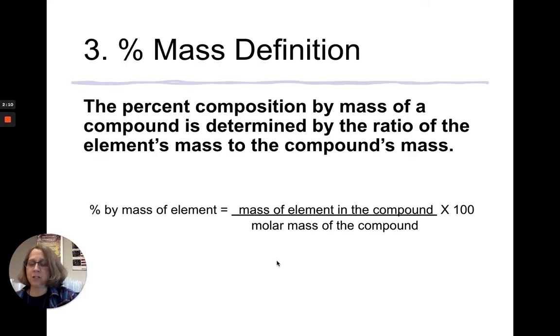All right, now let's do the actual calculation. How do you find the percent mass of different elements in that compound? The percent composition by mass of a compound is determined by the ratio of the element's mass to the compound's mass. So here's the equation you will be using: percent by mass of an element in the compound is the mass of the element in the compound divided by the molar mass of the compound, times 100.